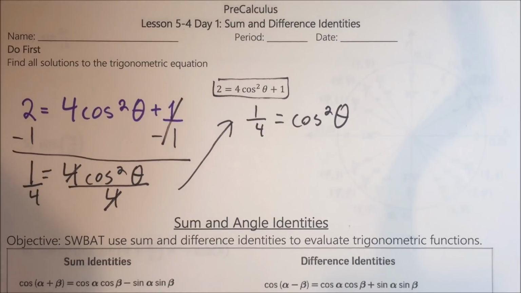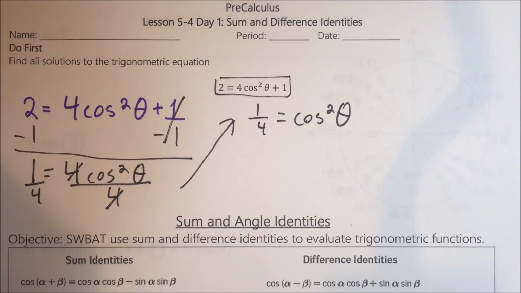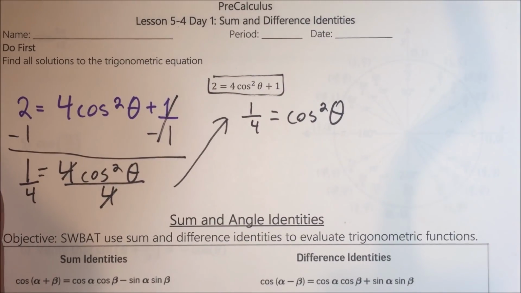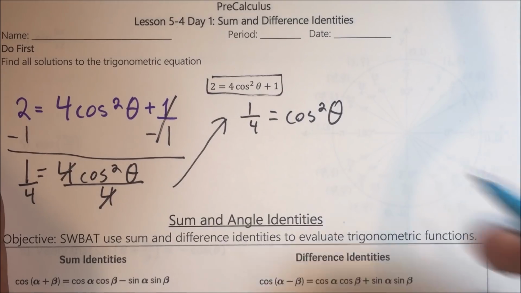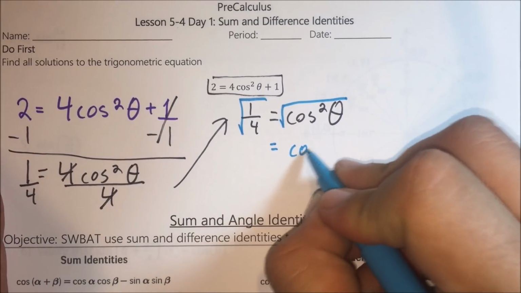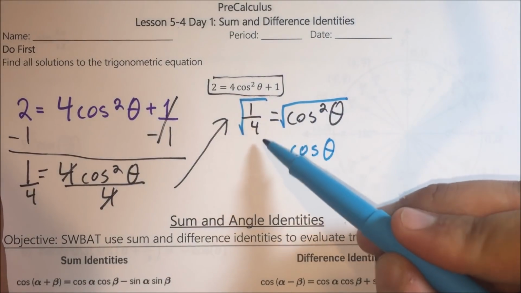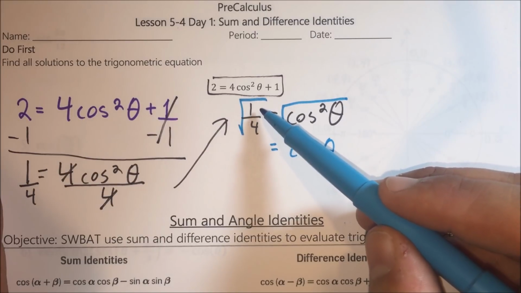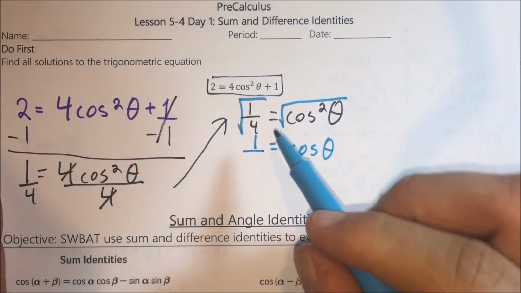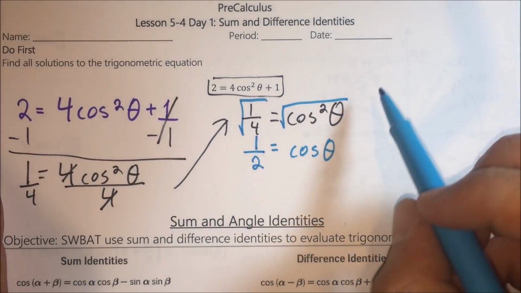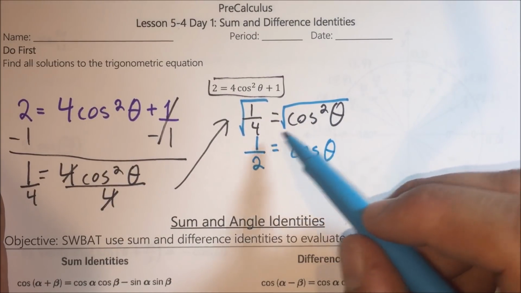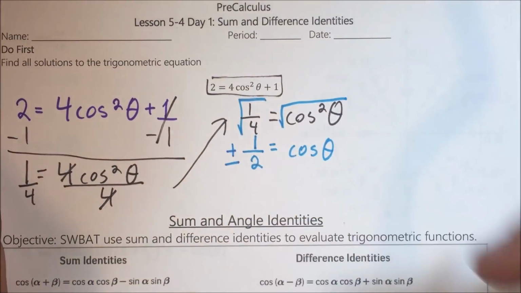And what do we do at this point? Well, anytime we have something that's squared and we want to get rid of the square, we need to take the inverse operation of a square, which is, of course, the square root. So we want to take the square root of both sides, and that's going to give us just cosine theta. And remember, whenever I square root a fraction, I square root both the top and the bottom of that fraction. So the square root of 1 is just 1, and the square root of 4 is, of course, 2. And because you're square rooting a square, you're going to put a plus minus in front of the 1/2.